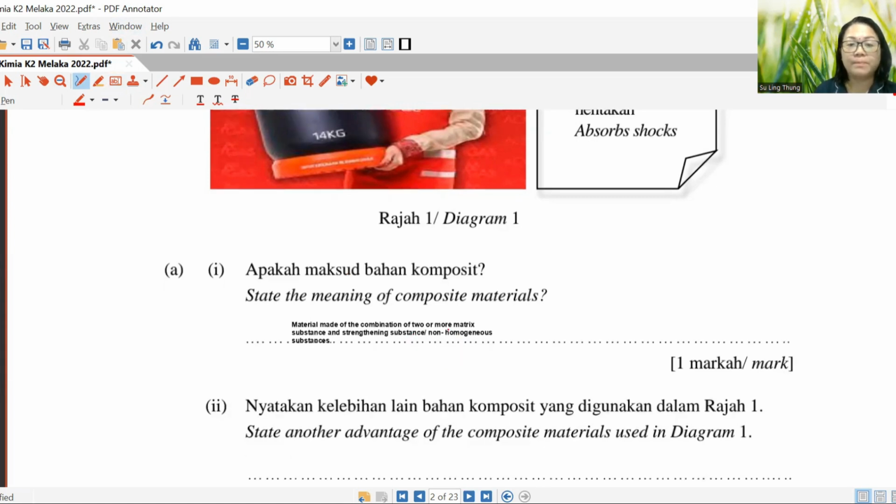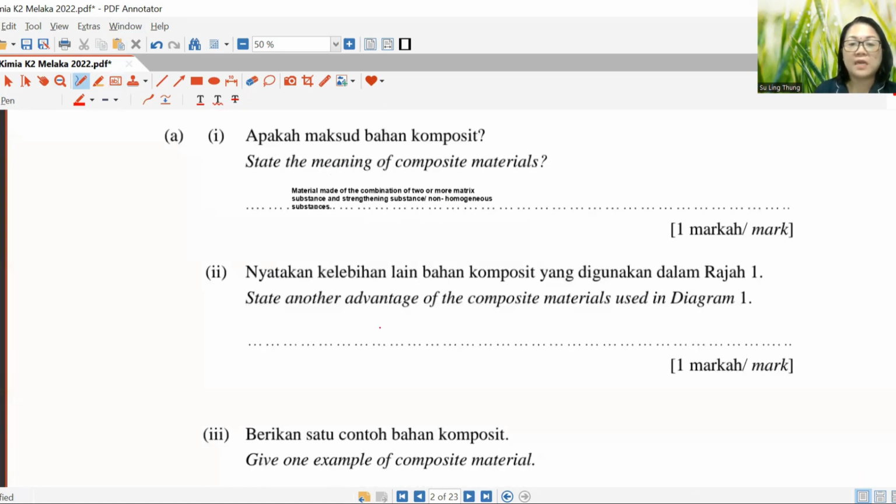You definitely need to remember the definitions of all the terms that you use in chemistry. Now, state another advantage of the composite material used in Diagram 1. Another advantage, which is very obvious, is that it is light. That is why the lady can carry the cylinder.